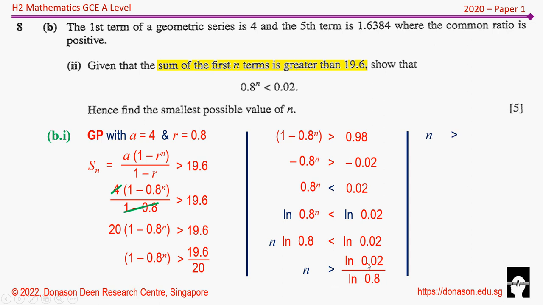So n is greater than ln 0.02 divided by ln 0.8, which should be about 17.5. We know that n must be an integer that is greater than 17.5. So what would be the smallest number that n can be? It can be 18, 19, 20, 21, but it is saying the smallest possible value of n. So out of all the numbers, the smallest value of n should be 18, and that should be the answer for this. And if you do this correctly, for this part you would have gotten another 5 marks.